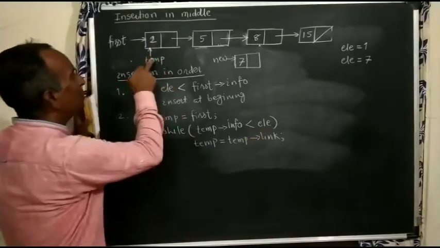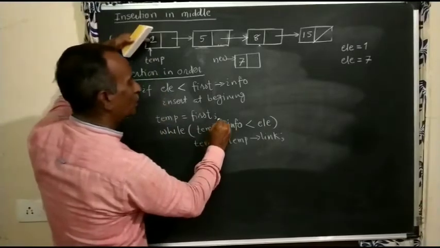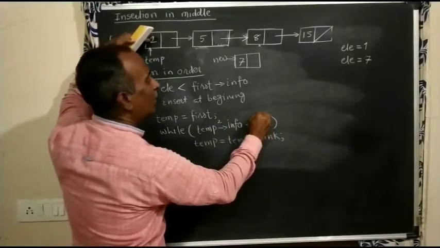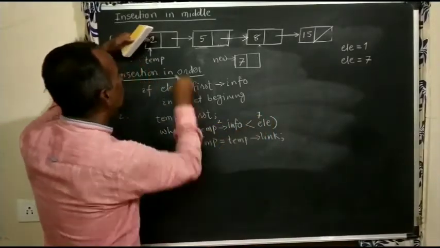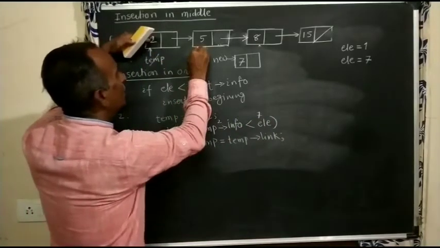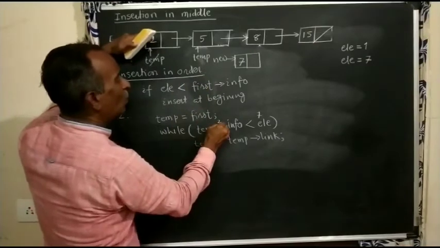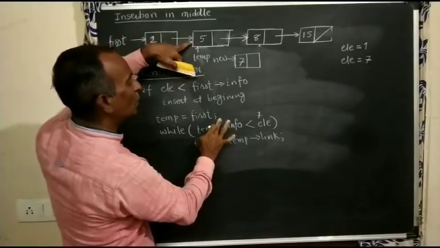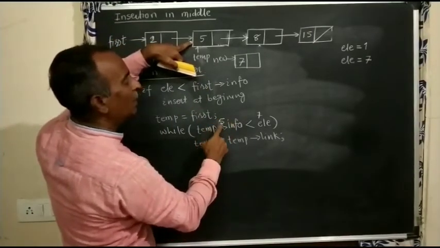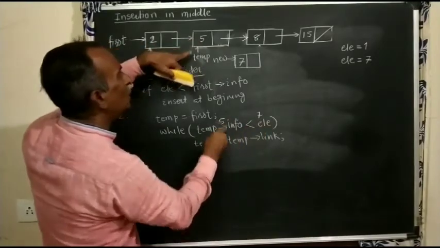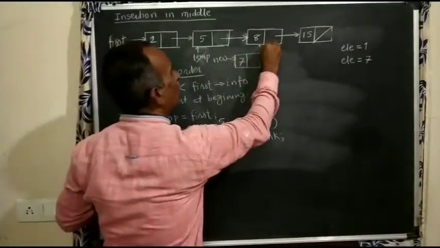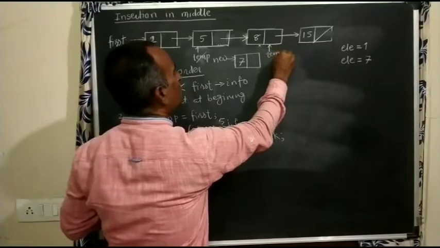What will happen? See, temp's info is 2, element is 7, less, move. Temp will point here. Again it will go. Now temp is pointing to this node. Temp's info is 5. 5 less than element? Yes. Move temp. Temp is moved. Temp will point now to this node.